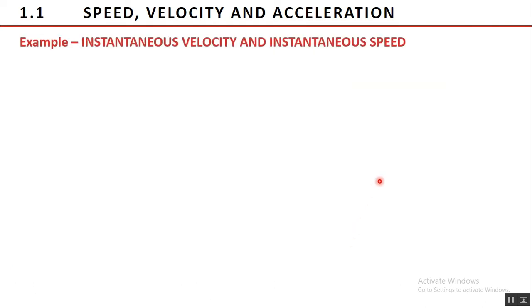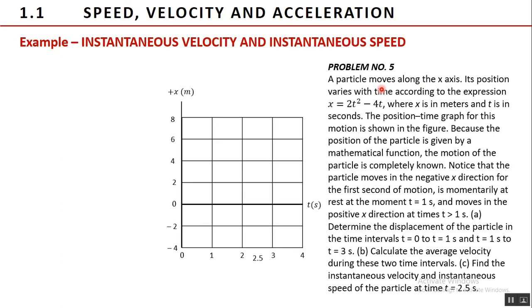Let us solve this problem. Problem number 5. A particle moves along the x-axis. Its position varies with time according to the expression x = 2t² − 4t, where x is in meters and t is in seconds. The position-time graph for this motion is shown in the figure.